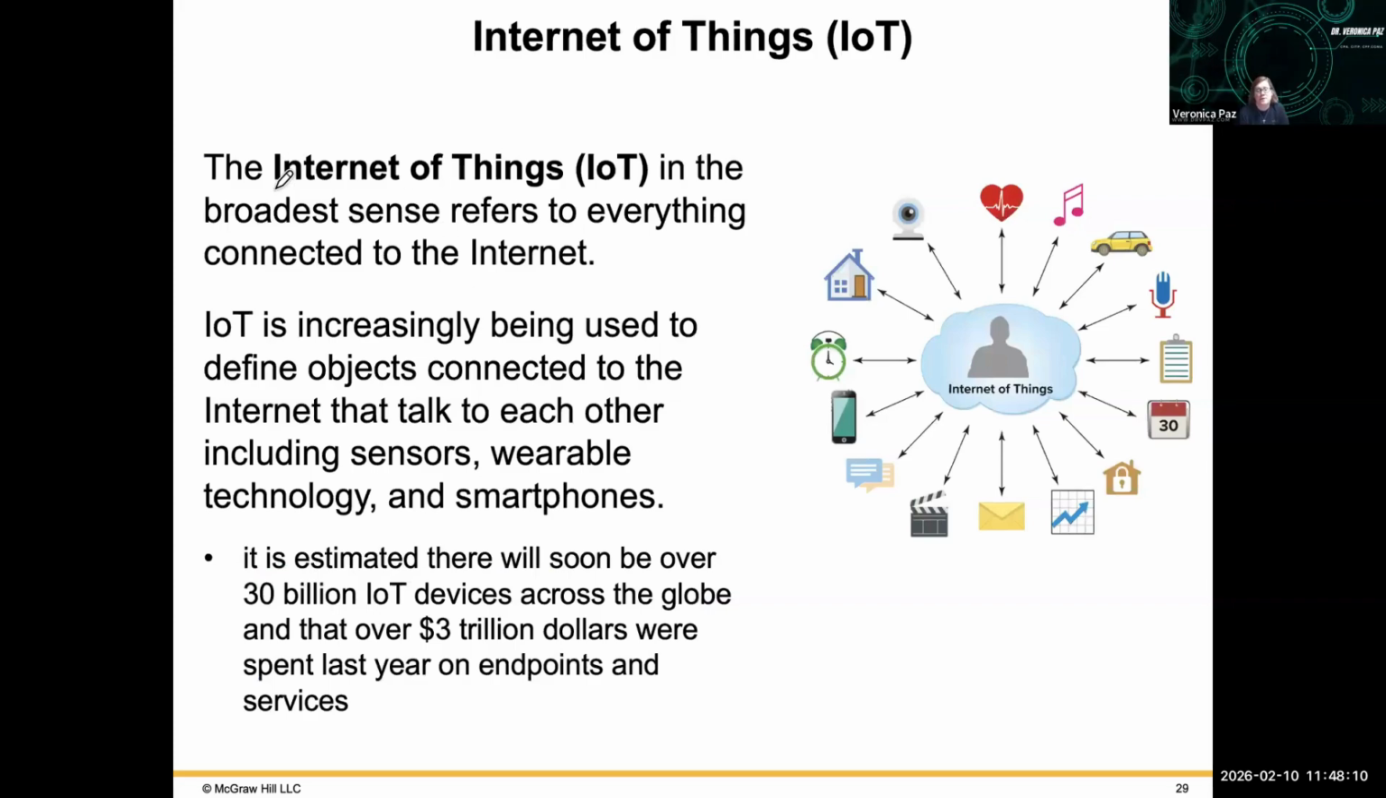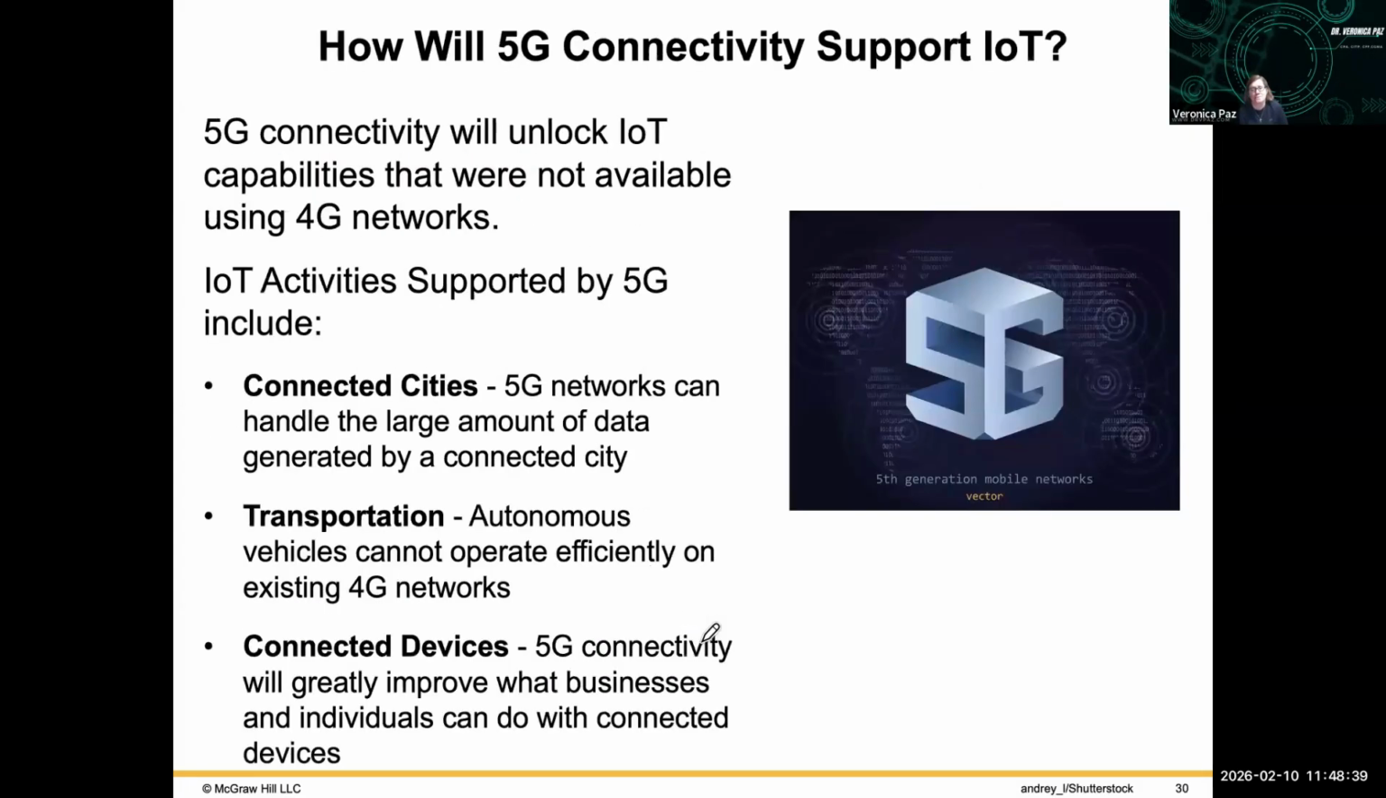So we talked a little bit about the Internet of Things, and it's basically everything connected to the Internet. It's the objects that are connected to the Internet that talk to each other, whether they're sensors or wearable technology or smartphones. And there are 30 billion Internet of Things devices across the globe, and over $3 trillion was spent last year on endpoints and services. So it is a huge market out there for the Internet of Things.